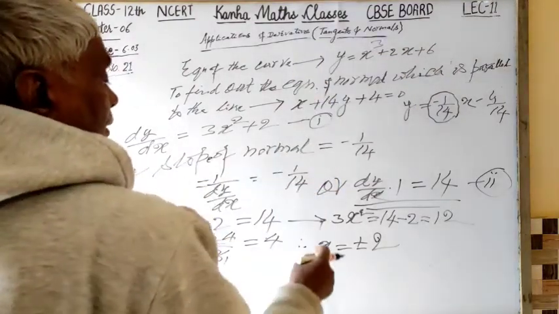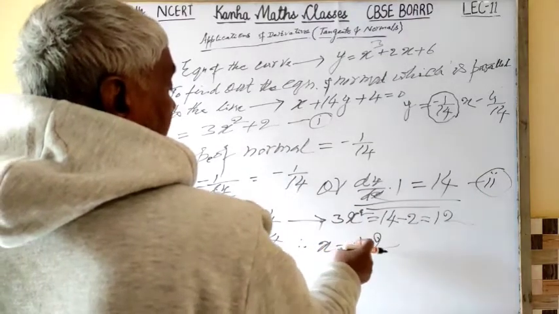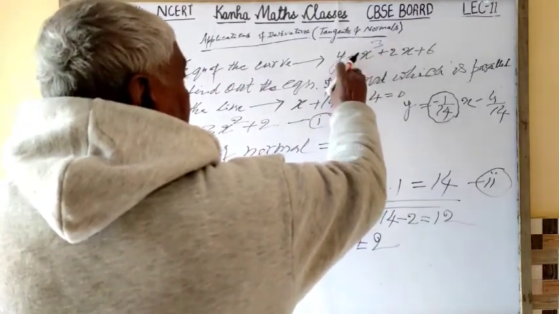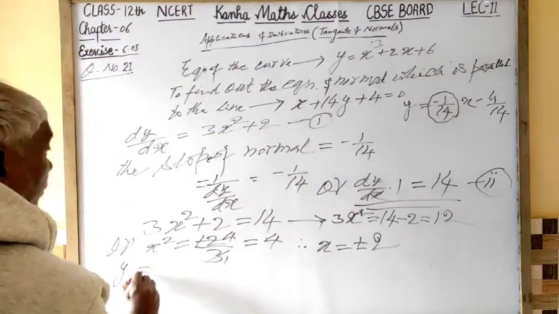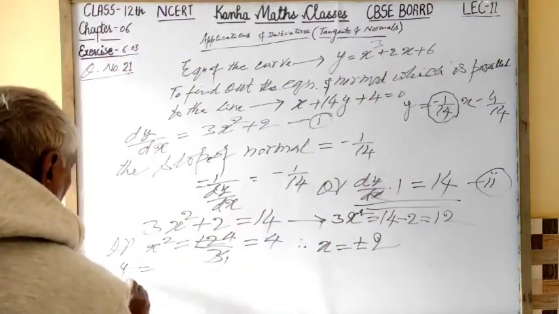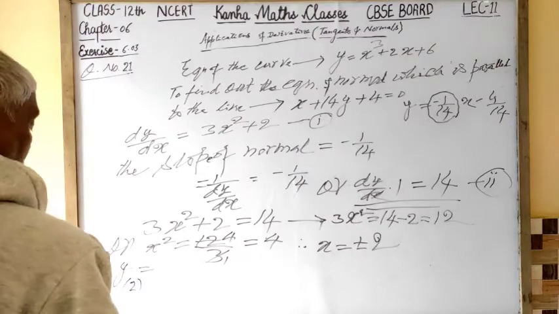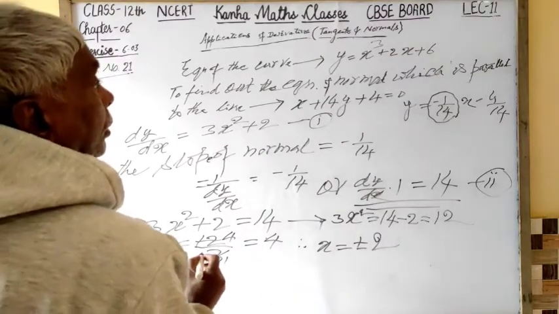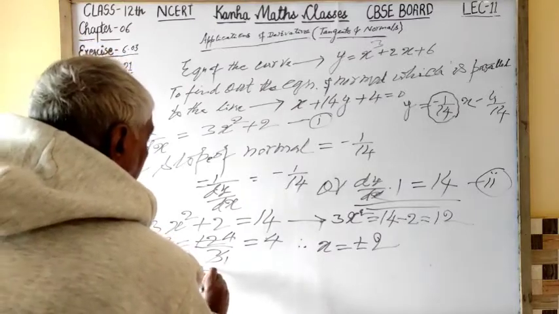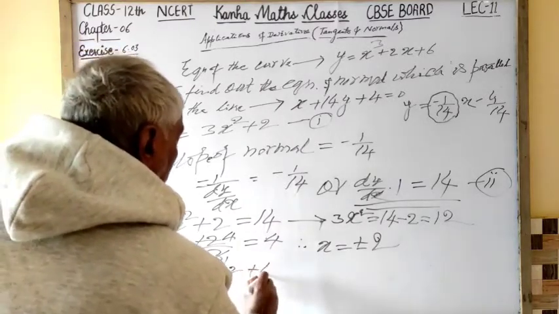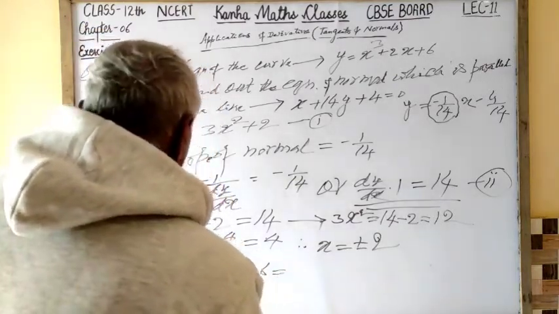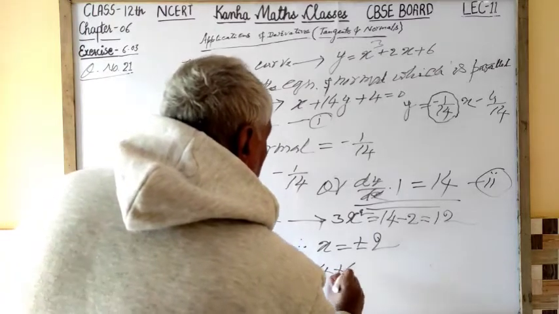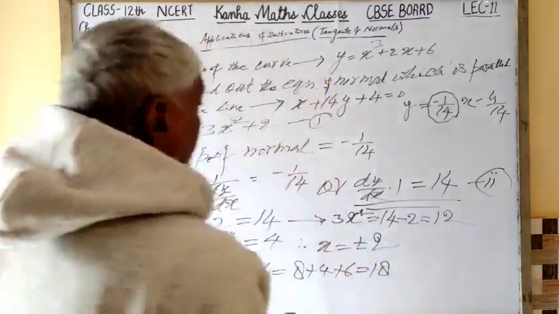Hence, in order to find the corresponding value of y for x equal to plus minus 2, with the help of the equation of the curve, y is equal to x cube plus 2x plus 6, taking plus 2: y is equal to 2 cube plus 2 into 2 plus 6, that is 8 plus 4 plus 6, this is equal to 18.